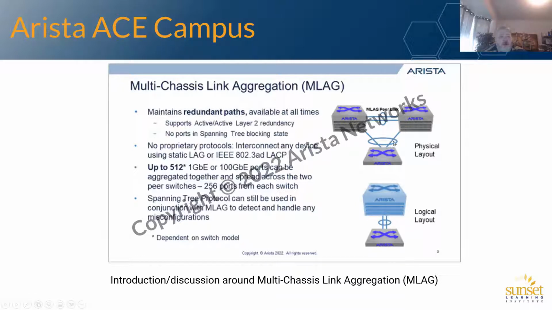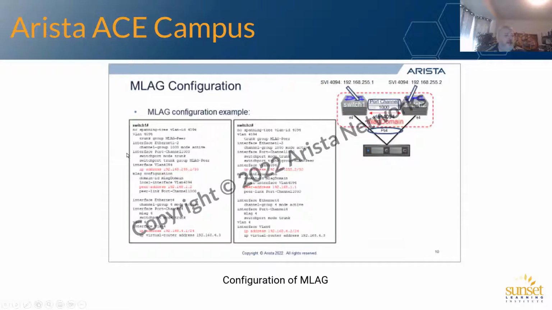both these links are active and both these switches are active. If one fails, the other one's still there. We still have the path through the other one to get to wherever we need to go. So we will talk about Mlag. We'll show you how to configure Mlag. And we'll actually have you do this in one of the hands-on labs. Show you how to run Mlag and how to see that it's working.